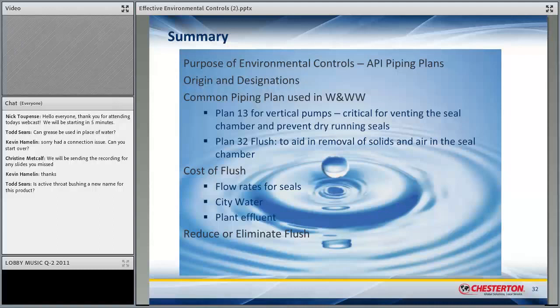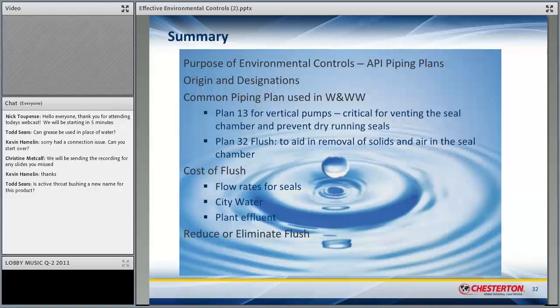But we have to balance that effort in terms of the cost of flush, in terms of the flow rates for seals, in terms of city water and plant effluent. And we've talked about the means of reducing or eliminating flush.